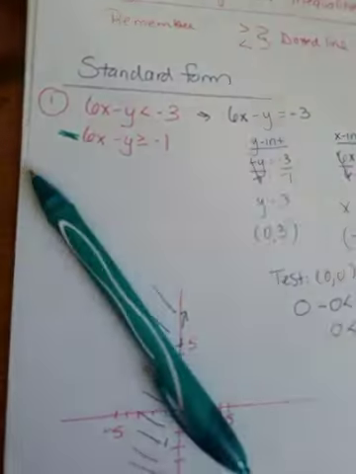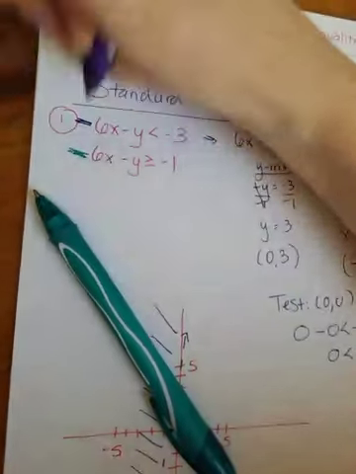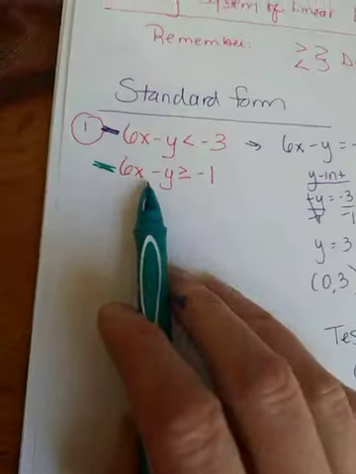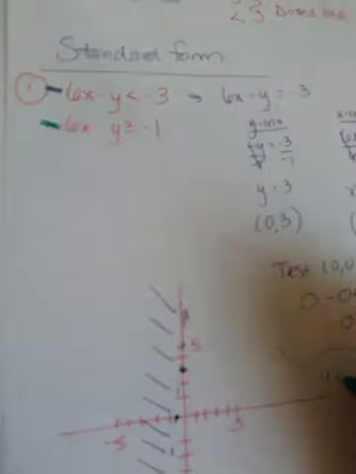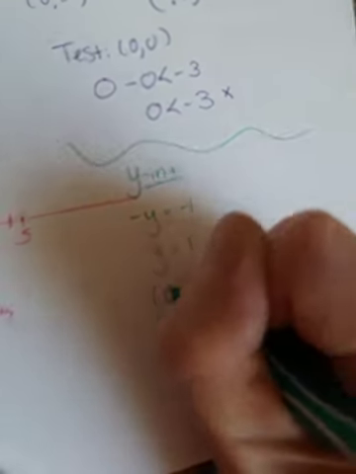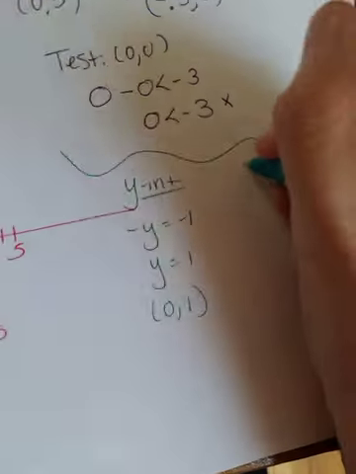So I'm going to do my other line in this green teal color. I'll have it color coded for you. Okay. So same deal. It's in standard form. I'm going to do my intercepts. So for my y-intercept, I cover up the x, and I'm solving -y equals -1. So that means y equals 1. I have the y-intercept (0, 1).